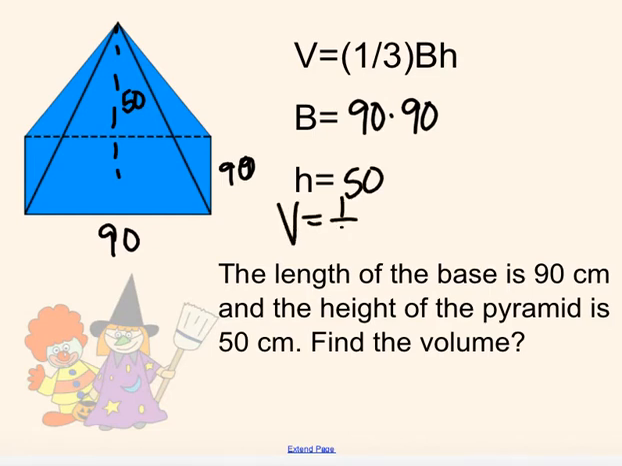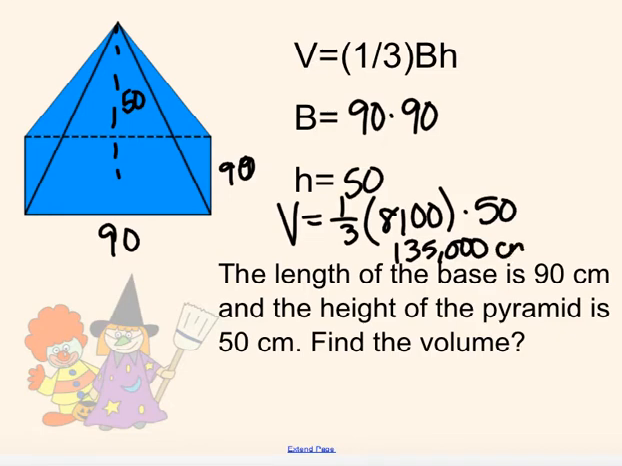Volume equals 1/3, and then 90 times 90 is 8100. We multiply by 50, and when you multiply all that out, I believe you get 135,000 centimeters cubed. Just plug it in the formula and work from there. That's it.